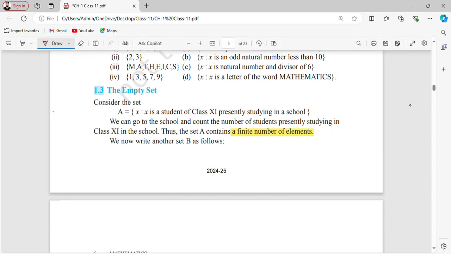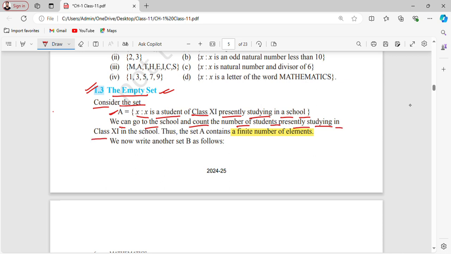Today our new topic is the empty set. This is also from set theory. Consider the set A, such that x is a student of class 11th presently studying in a school. We can go to the school and count the number of students presently studying in class 11th in the school. Thus, set A contains a finite number of elements.